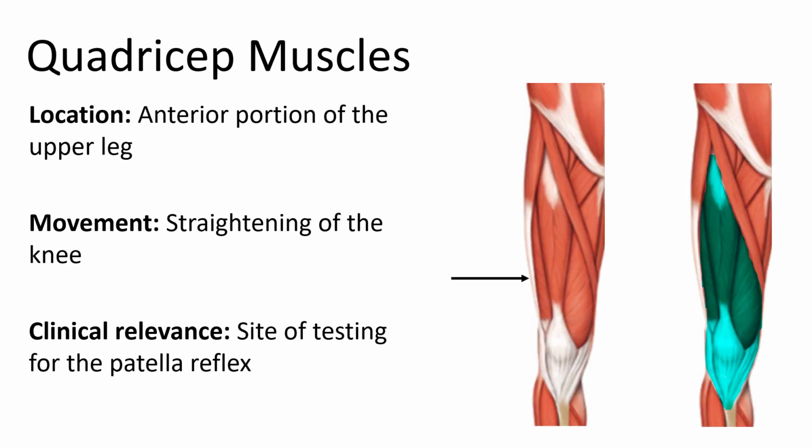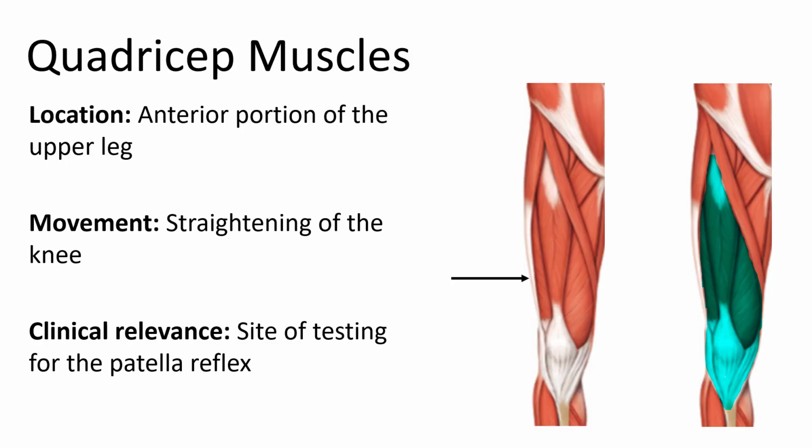The quadricep muscles are a group of four muscles, which is where the name for this group originates, as quad means four. This muscle group is located on the anterior portion of the upper leg, or more simply, on the front of a person's thigh. In these diagrams, we have an anterior view of the thigh, and in the image on the left, the arrow is pointing to the broad region in which the quadricep muscles are located, and in the image on the right, the muscles are highlighted in blue.